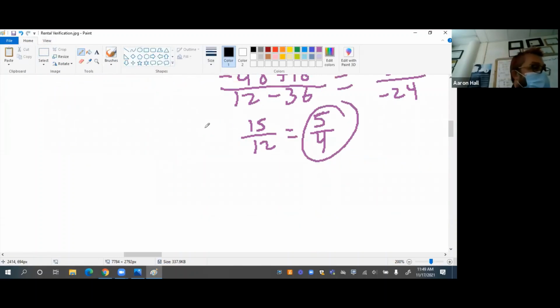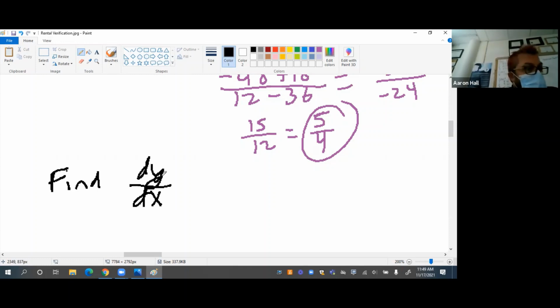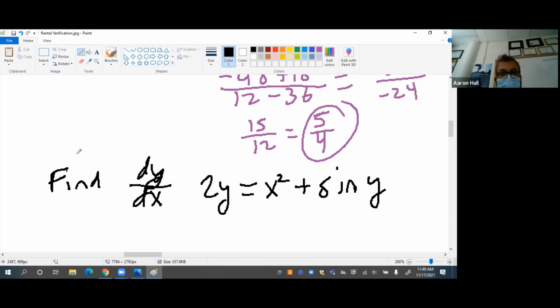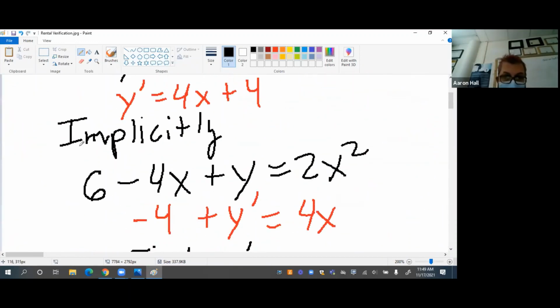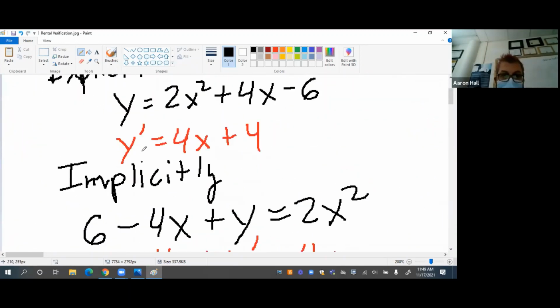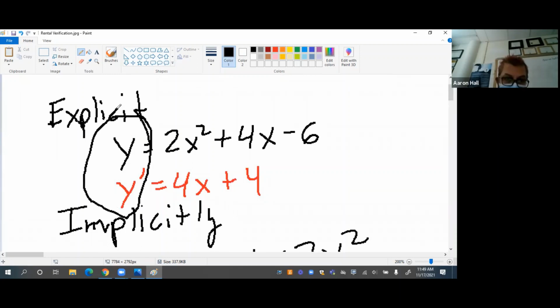I really want to make sure that you understand this. I want to find dy dx for this: 2y equals x squared plus sine of y. Now, I really want to emphasize the importance of this little piece up here. I'm going to go back, Bentley, in just a second. This is the confusing part for students.